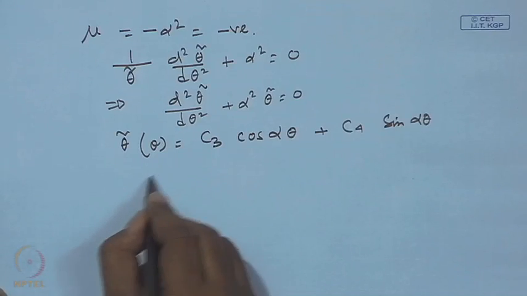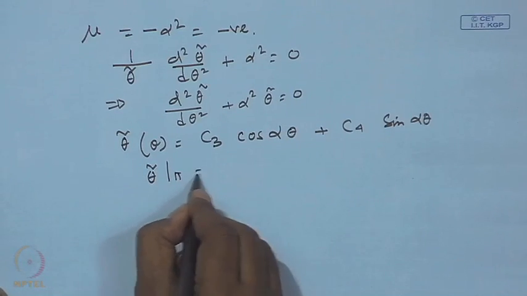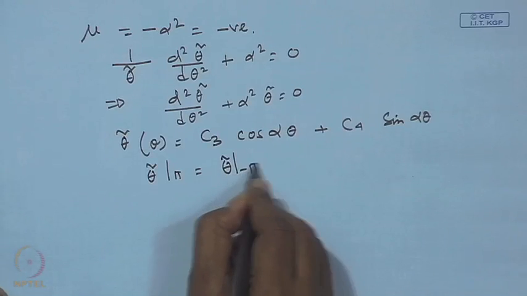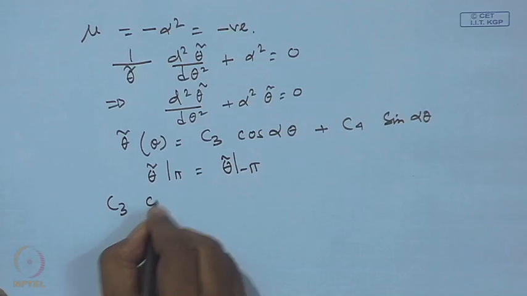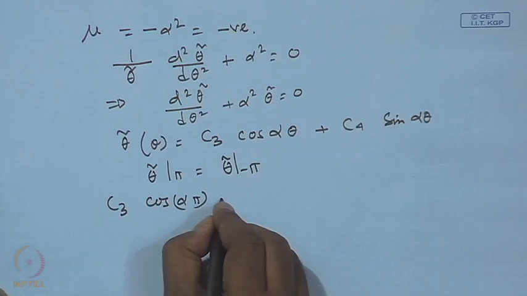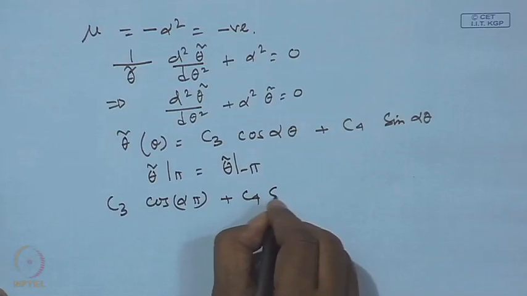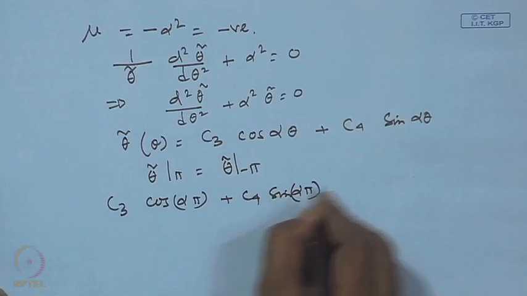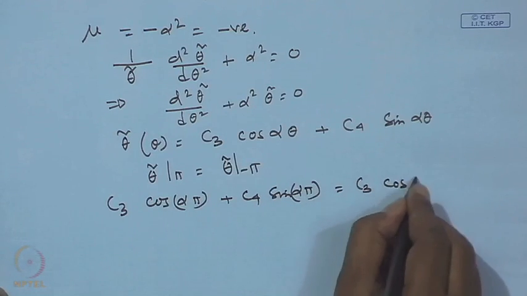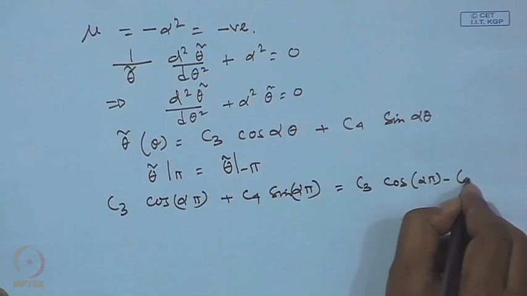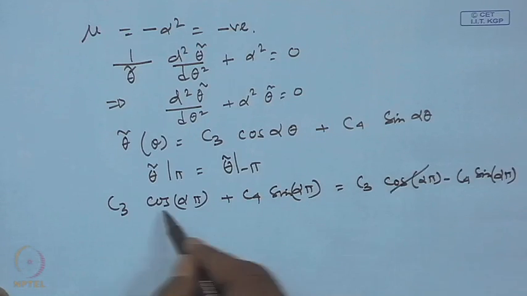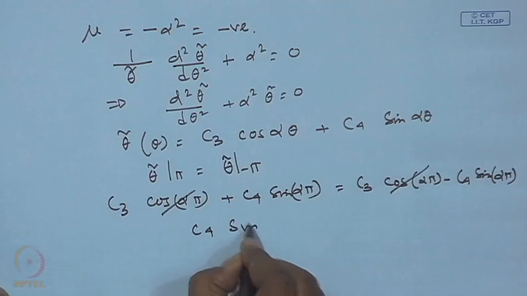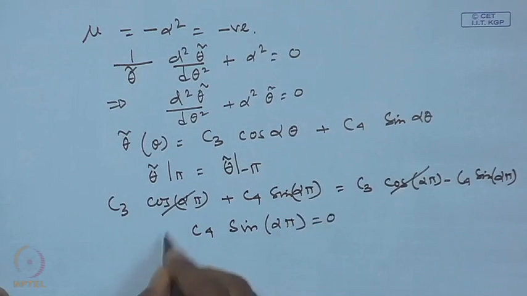Therefore, if we use this boundary condition, theta hat at pi and theta hat at minus pi, we will be getting C3 cosine alpha pi plus C4 sine alpha pi is equal to C3 cosine alpha pi minus C4 sine alpha pi. If you look at both sides of the equation, this cosine term will be cancelling out. So, you will be getting C4 sine alpha pi is equal to 0, twice of that.